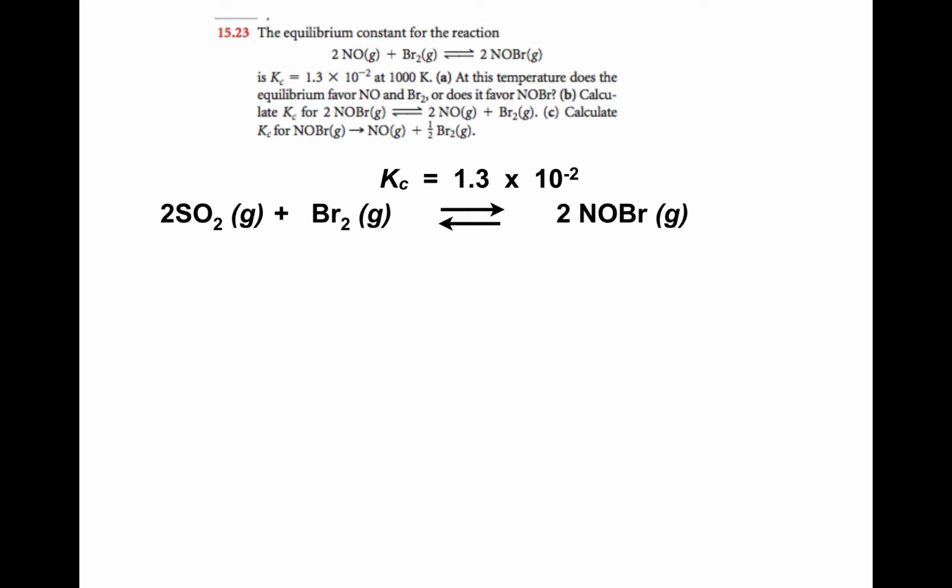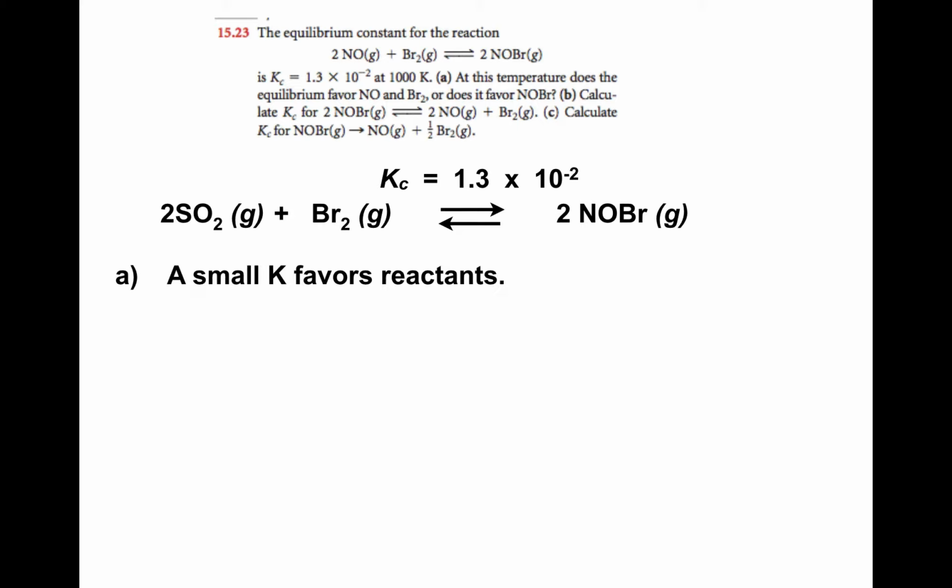The equilibrium constant for the reaction of 2 moles of nitrogen monoxide reacting with bromine to make 2 NOBr is 1.3 times 10 to the minus 2 at 1,000 Kelvin. At this temperature, does the equilibrium favor the nitrogen monoxide and the Br, or does it favor the products, the NOBr? When you have a K value smaller than 1, this means it's a non-spontaneous reaction and it favors the reactants, meaning this reaction doesn't go very far forward before it stops. So you have a lot of reactants left over and very few products made.